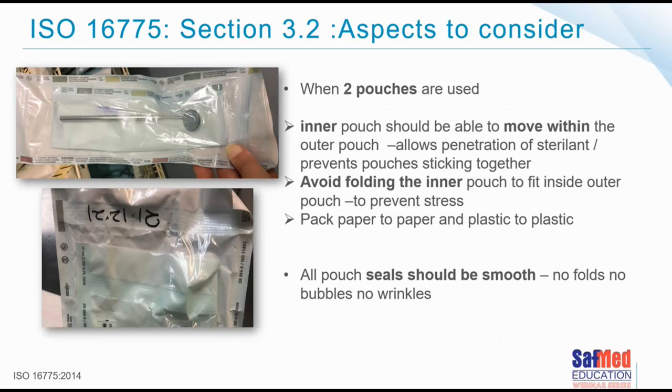Right, 3.2 goes on to say that when two pouches are used, the inner pouch should be able to move within the outer pouch because this allows for penetration and it prevents the pouches sticking together. Avoid folding the inner pouch to fit inside the outer pouch. Obviously, that's all about ingress of steam as well, because if the steam needs to get through 4 layers, it makes it a hell of a lot harder, as well as the fact that you want to prevent stress.